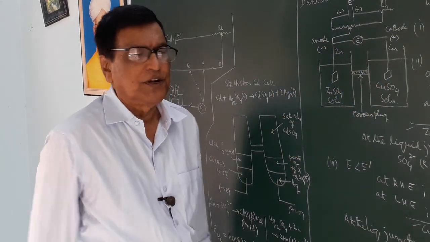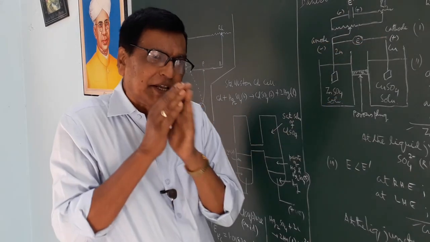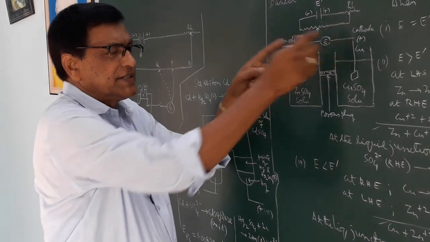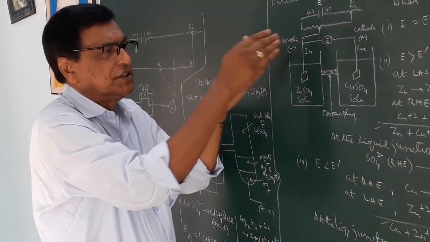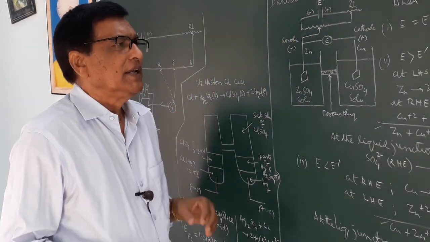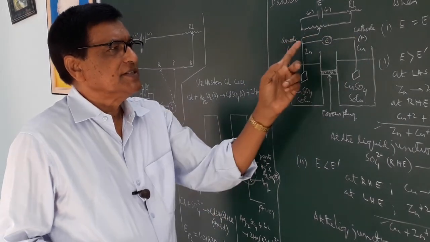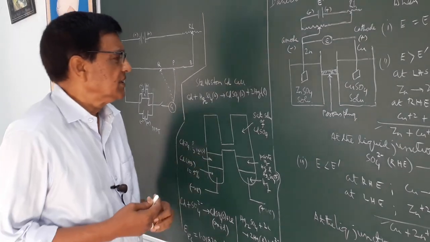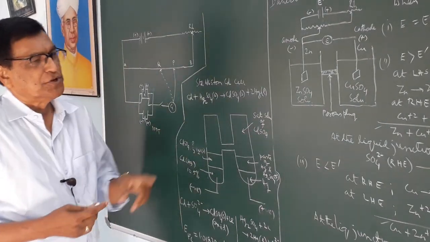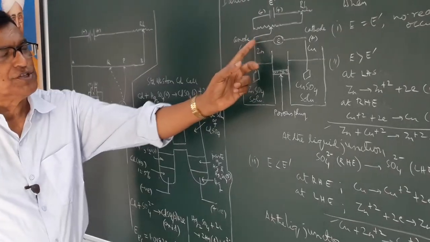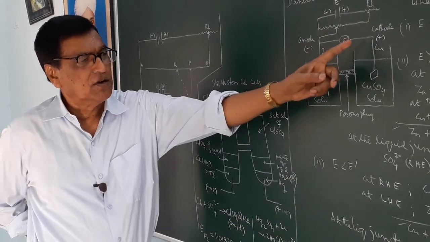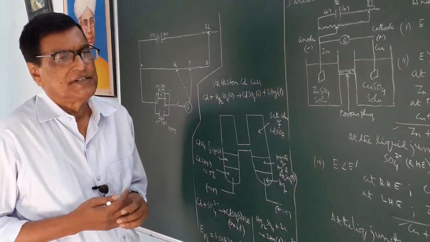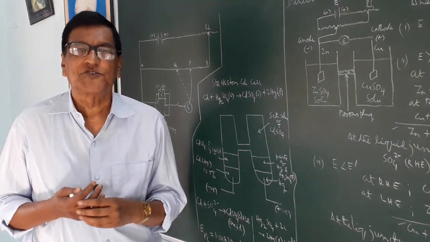There is a difference. Whenever the circuit is kept open, then only the potential difference is equal to the EMF of the cell. So the cell potential of this Daniell cell or any other reversible cell could not be determined by means of a voltmeter.